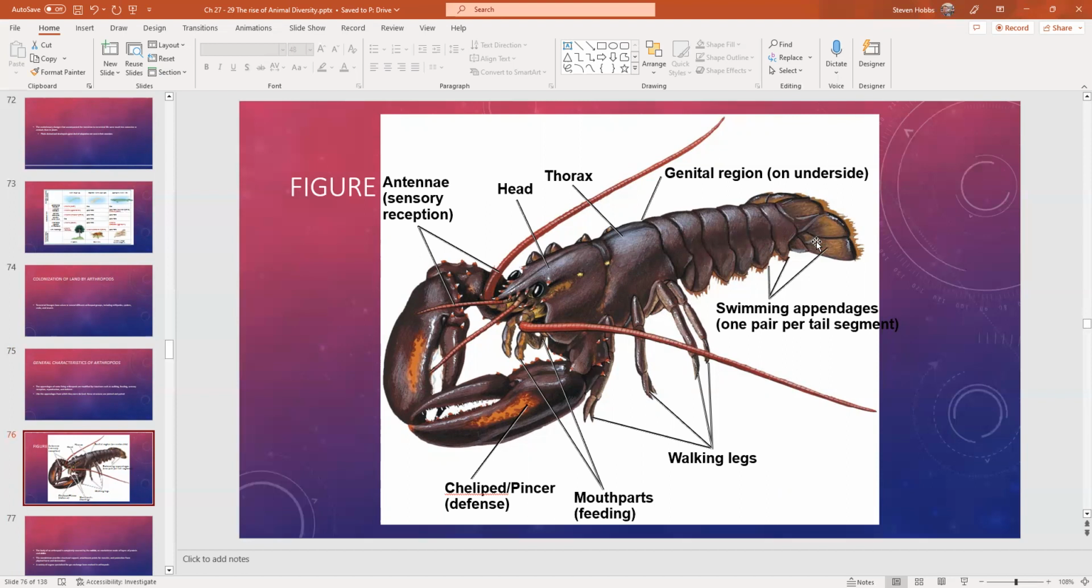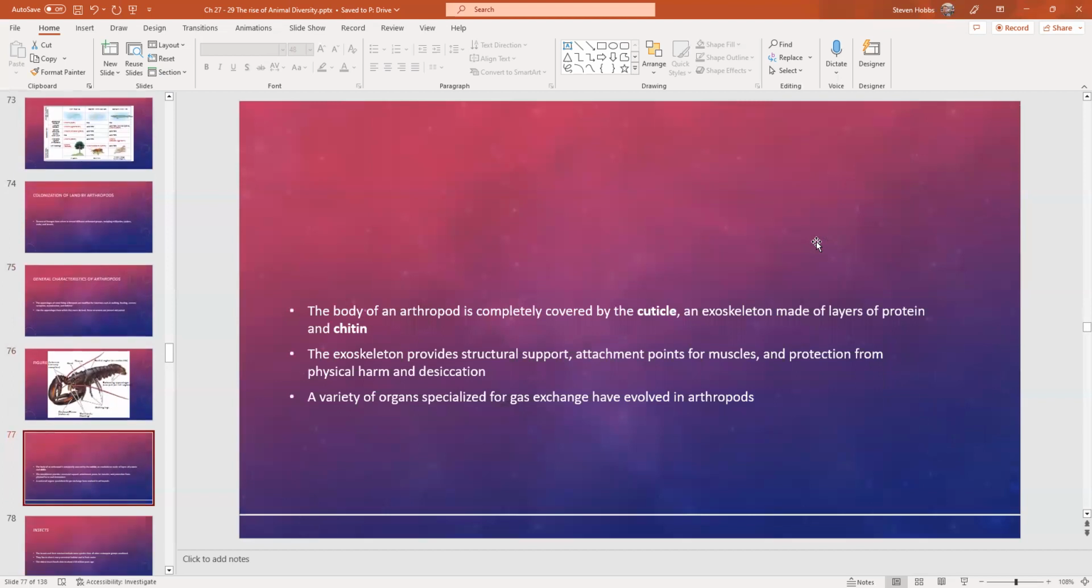Those are just examples. So the body of an arthropod is completely covered by something that's called a cuticle. That's an exoskeleton made of layers of waterproofing protein and chitin. The exoskeleton gives structural support, allows for muscle attachment, and allows for protection from physical harm as well as from desiccation, which means drying out. It protects them from drying out. It protects them from predation. It reinforces their body. Unfortunately, it does also become a problem with gas exchange. You can only get so big.